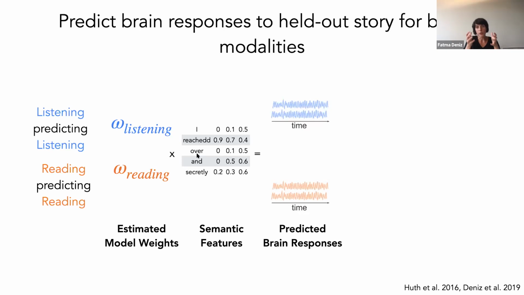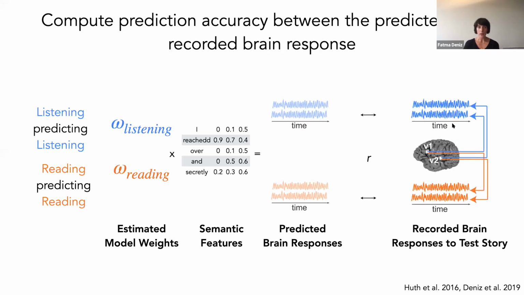Now we have the estimated model weights for listening and reading separately, and we use the same semantic feature space, those word embedding spaces, to extract the semantic features for the test story. We then predict a time course per voxel of the brain responses, separately for listening and reading. Remember, we went back to the scanner and collected the test data set, so we can see how good our predictions were by computing a similarity metric between the predicted brain response per voxel and the recorded brain response for that test story. This is our prediction performance, or prediction accuracy, for how well our model explains brain activity.